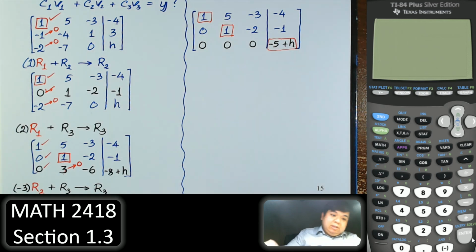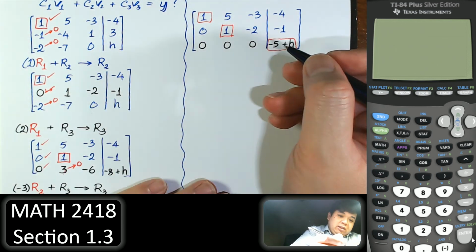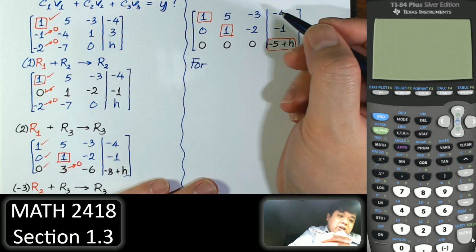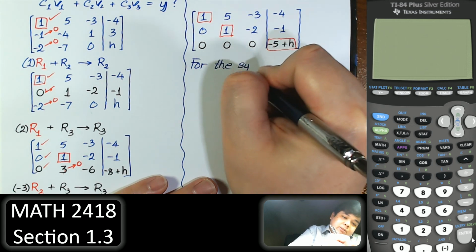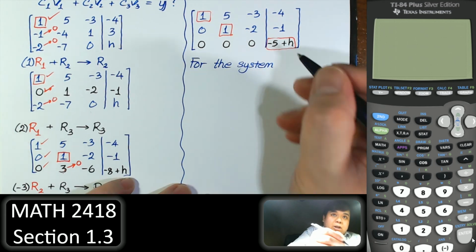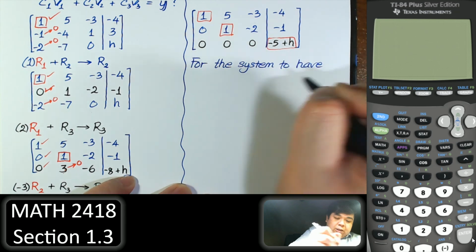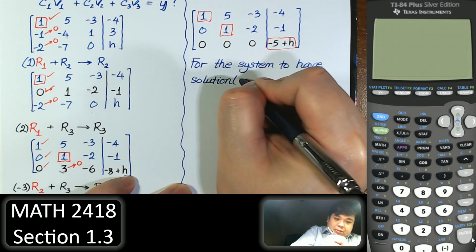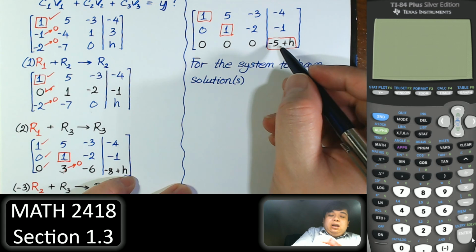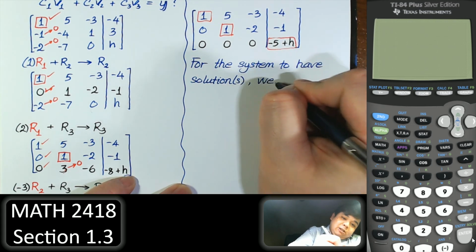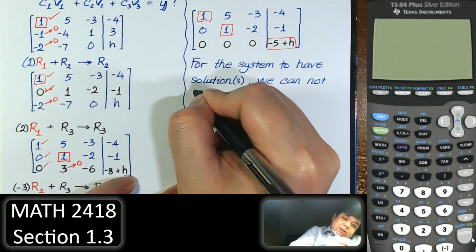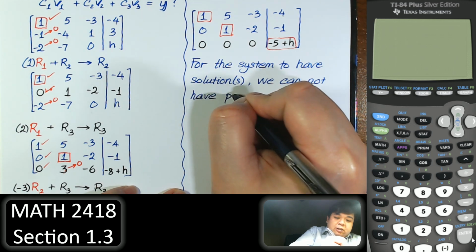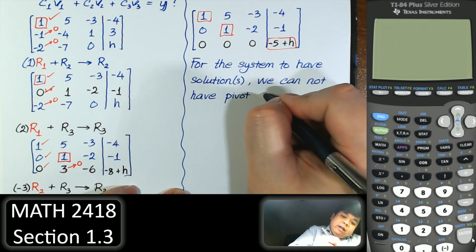So I will write: for this augmented matrix to have solution, for the system to have solution, or we should say for the system to be consistent, we cannot have a pivot entry in the last column.